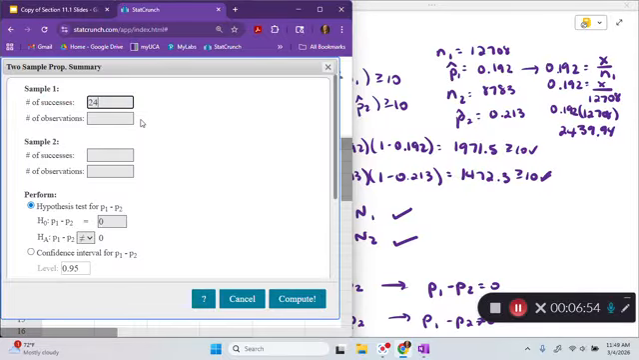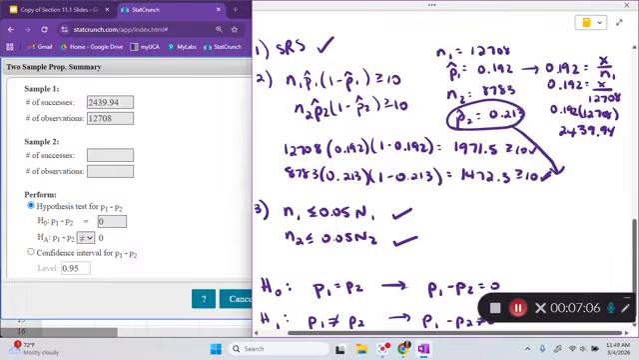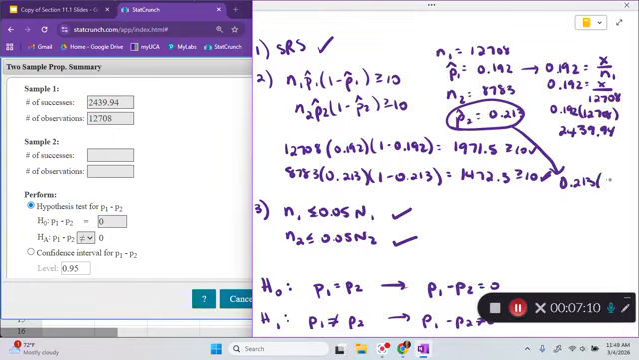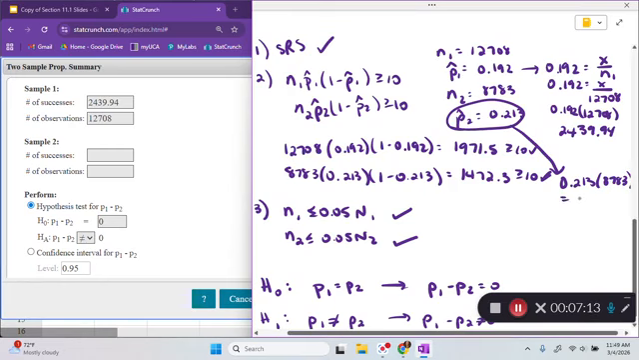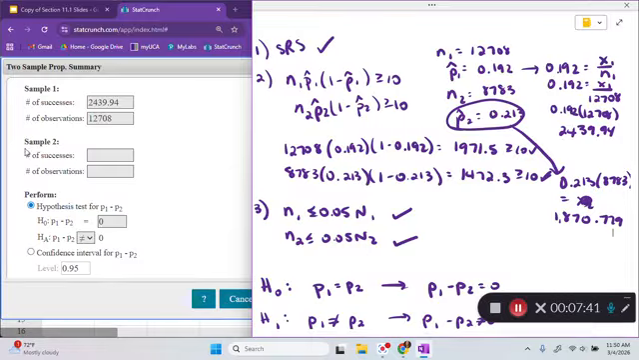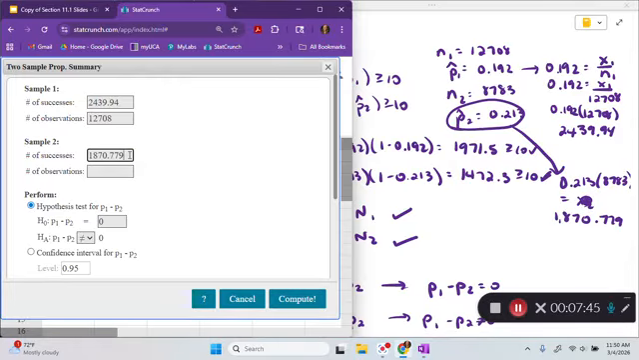So I'm just going to put that in the number of successes over here, and number of observations with my sample size, 12708. Then we're going to do the same thing for our second p hat, which was 0.213. I'm going to take 0.213 and multiply it by that sample size, 8783, and that will give me my second X. I guess I should have named that other X, X1. So let's do that. 0.213 times 8783, and I got 1870.779. All right, so that's my number of successes, and then observations, 8783.